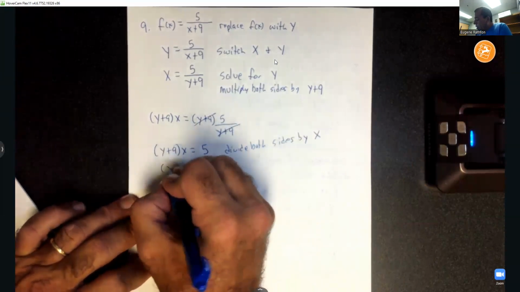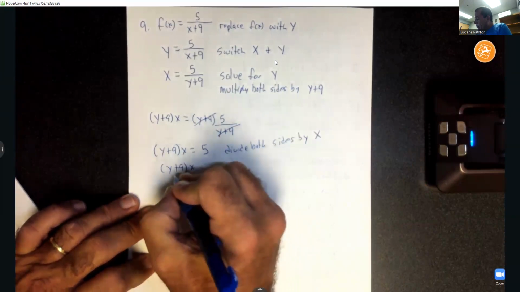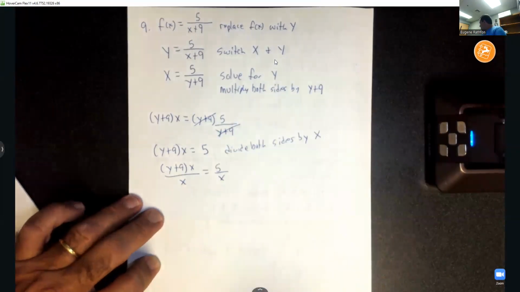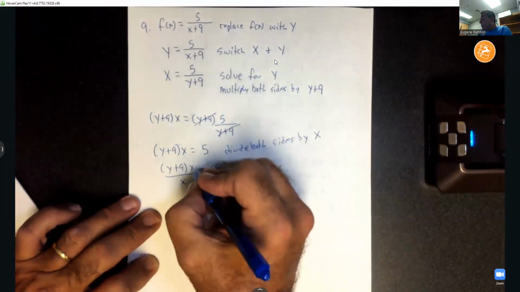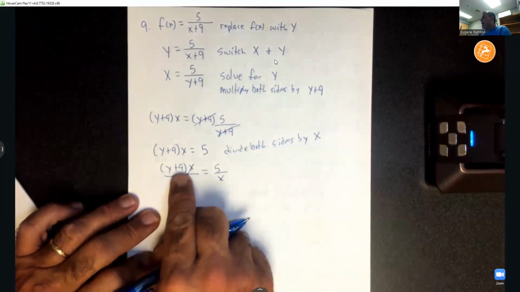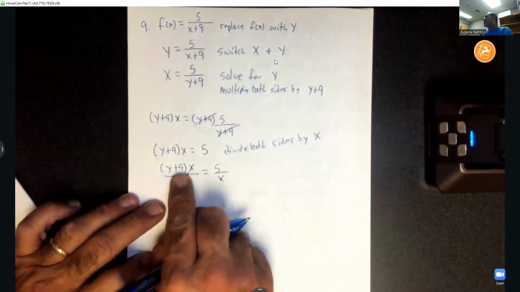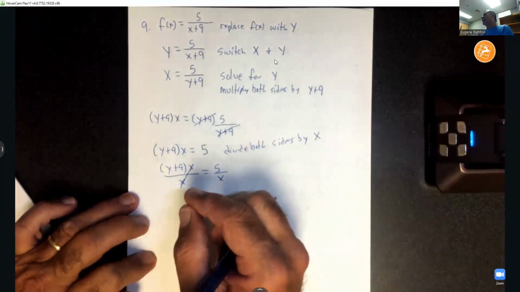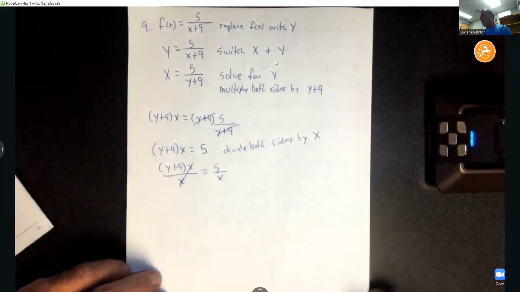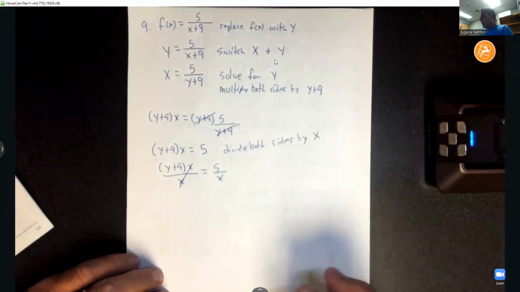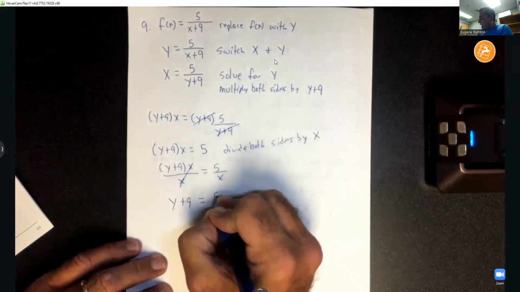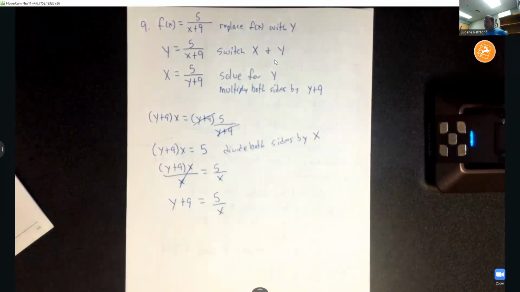So watch, if you come in and divide both sides by x, guess what? Those x's cancel. So all that's left is y plus 9. So since the y plus 9 is all that's left, do you think I need parentheses anymore? No, good job. So that's just going to be y plus 9 equals my 5 divided by x.